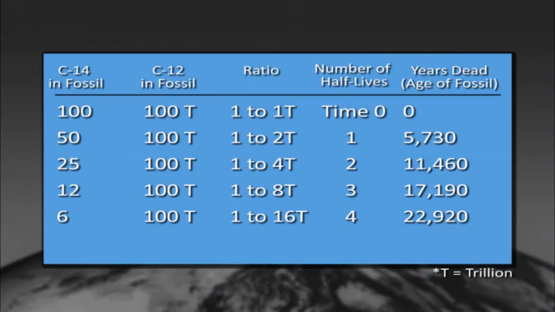Now let's do a couple more. Suppose we found a creature, and in that creature we only had 6 carbon-14 atoms and still 100 trillion carbon-12 atoms. That would give us a ratio of 1 to 16 trillion, meaning 4 half-lives have expired, or that creature has been dead for 22,920 years.